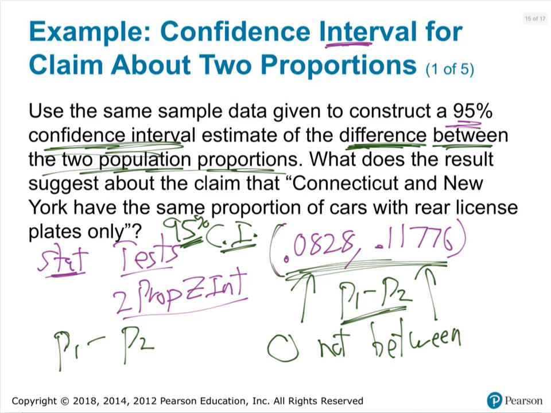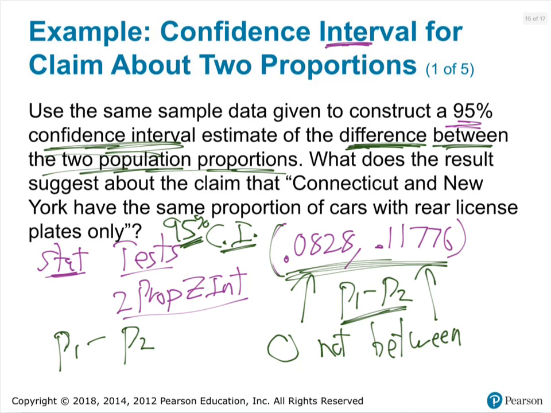And what does that mean when 0's not in there? That they're not the same. Because remember, this is the difference, and if their difference is 0, they're the same. As we talked about, if two numbers have no difference, then they're the same number. Well, we are 95% sure that their difference is not 0. So we are 95% sure that they are not the same. Do you see what that confidence interval is saying?